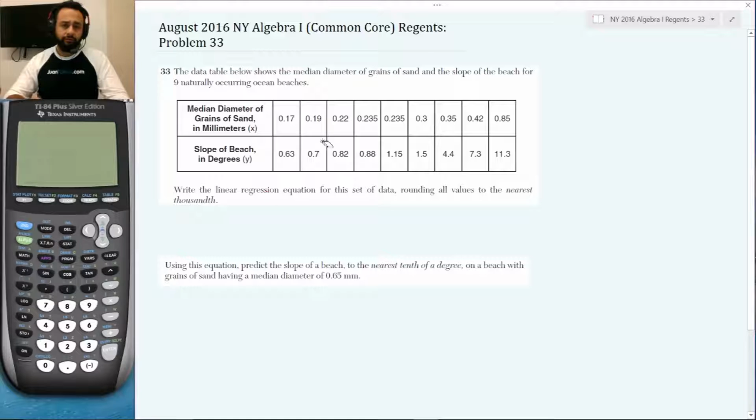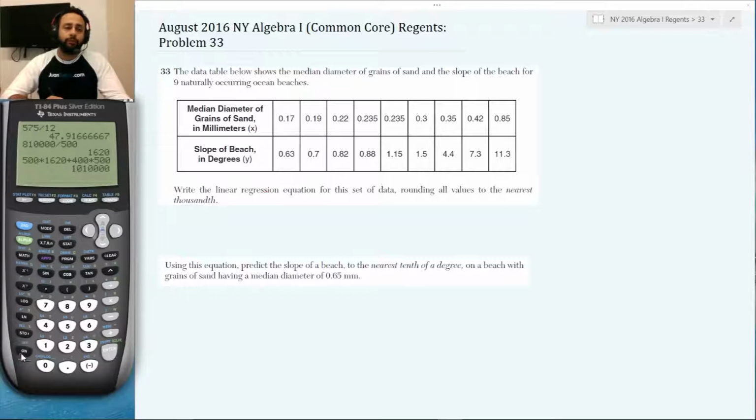Write a linear regression equation for this set of data, rounding all values to the nearest thousandth. And then using this equation, predict the slope of the beach to the nearest tenth of a degree on a beach with grains of sand having a median diameter of 0.65 millimeters. This is a very classic problem. And this can appear as a part 1 question or part 2, 3, or 4. Right now it's a part 3, so it's a 4-point question. So I definitely want you to know how to do this and follow along with us.